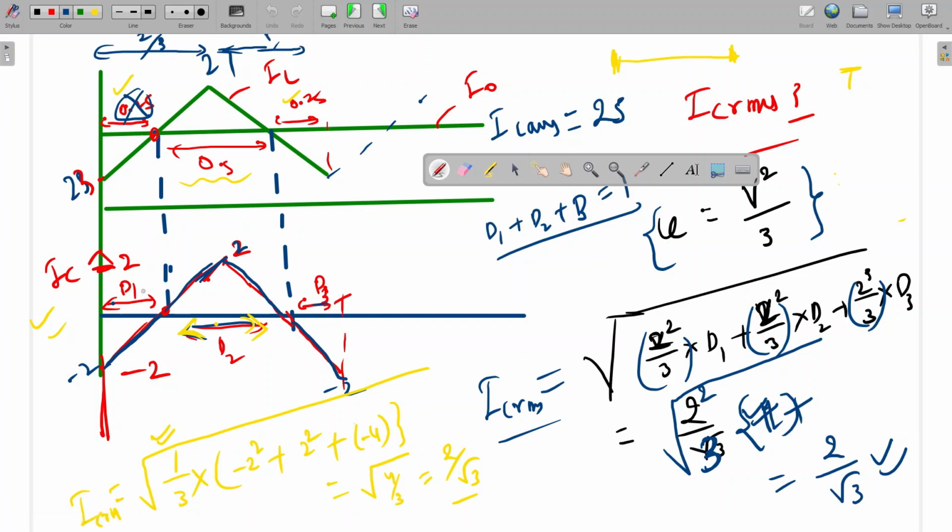So here D1 should be how much? D1 should be 1 by 3. D2 should be 0.5 and D3 should be 1 by 6. Now is it clear? Yes, sir. Okay.